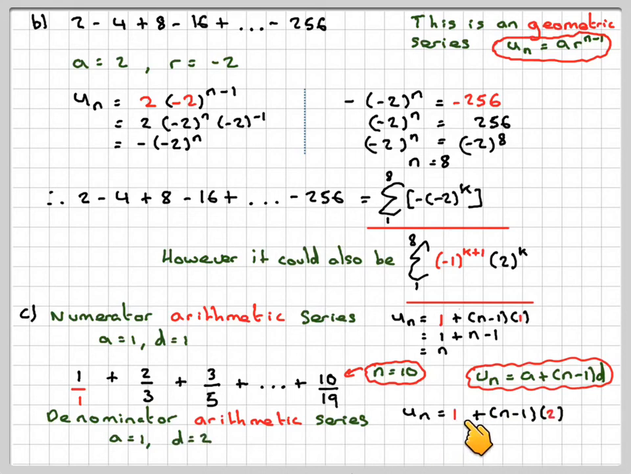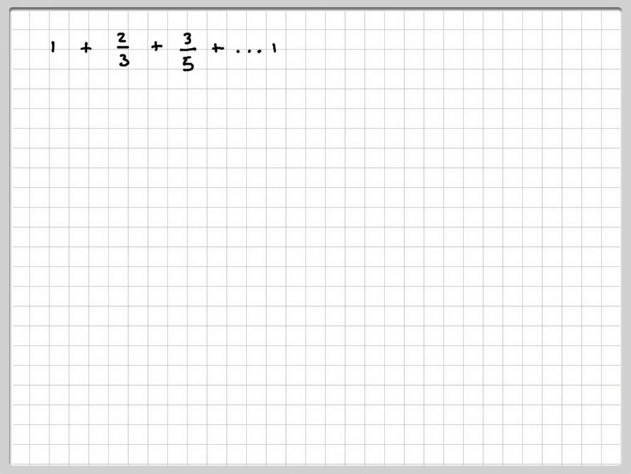So un will be 1 plus n minus 1 times 2. And we've got 1 plus 2n minus 2. 1 minus 2 is minus 1, so this becomes 2n minus 1. So the sigma notation of the fraction will be n over 2n minus 1. So we've got 1 plus 2/3 plus 3/5 up until 10/19, which will be from 1 to the term number, which is 10, of k. We now write those in terms of k over 2k minus 1. So separating the numerator and the denominator when we've got fractions is quite useful when we've got series.